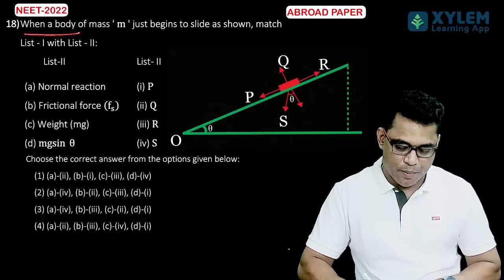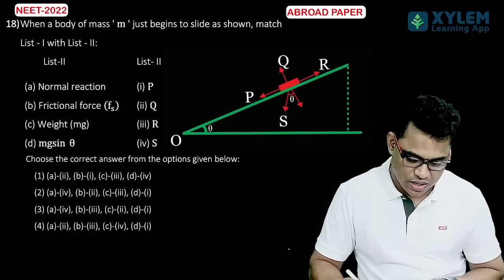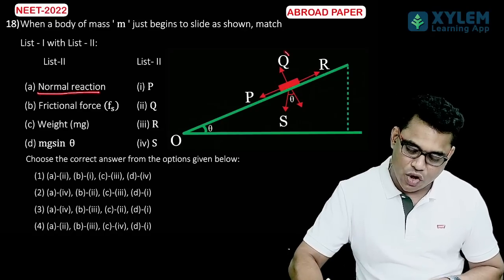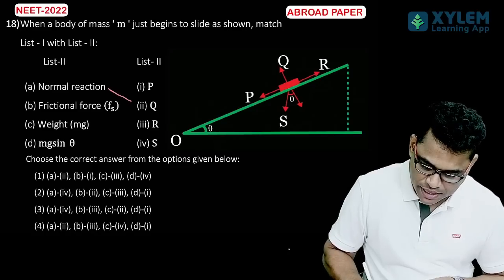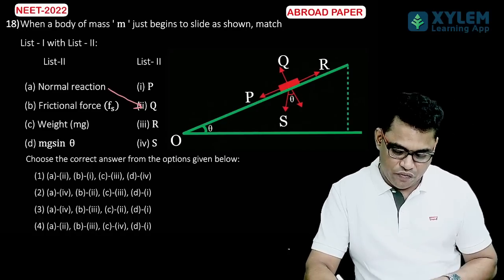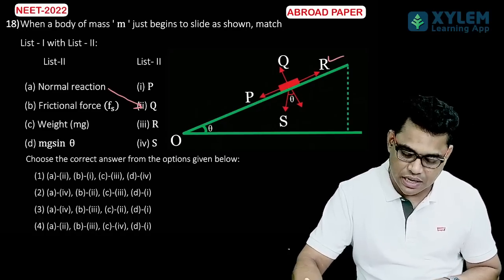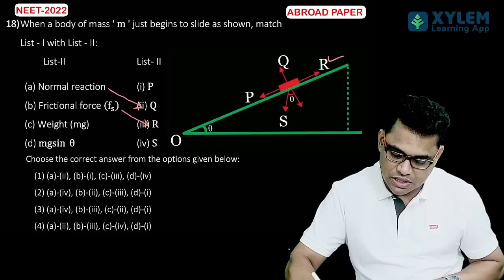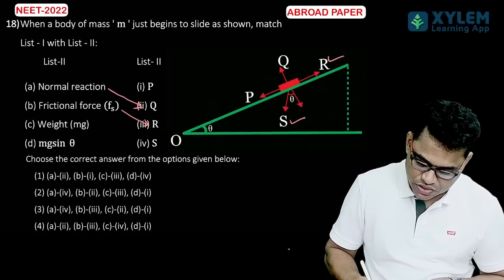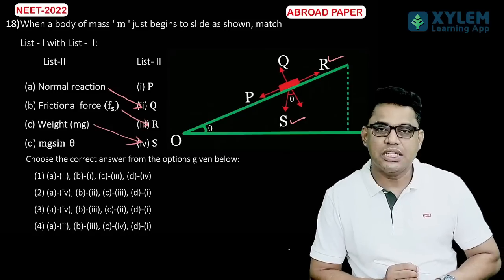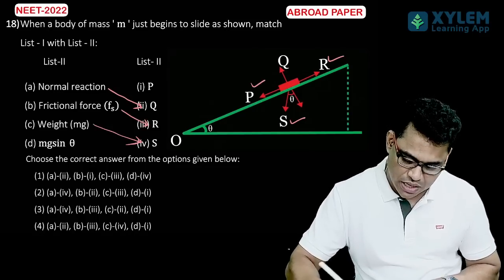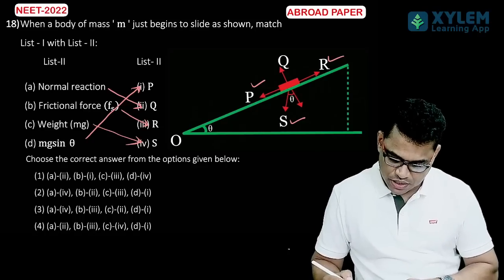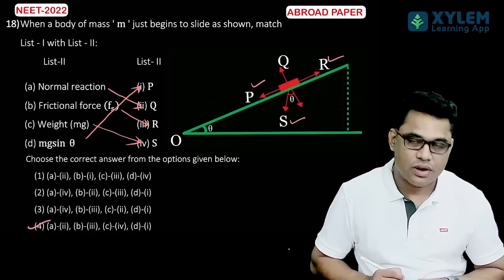18th question. When a body of mass M just begins to slide down, match list 1 with list 2. We need to find out the normal reaction. Normal reaction is Q here. Therefore, let us match. Then we need to find the frictional force. Frictional force is R here, isn't it? Frictional force Fs is equal to R. Then weight mg. Mg is acting vertically down. Therefore, S is mg. Mg sin theta is the component parallel to the inclined plane, which is P. Therefore, mg sin theta is P. This matching is true in the case of option 4.